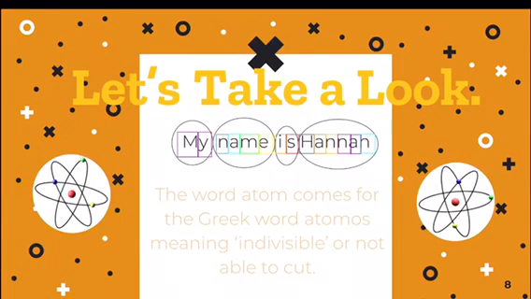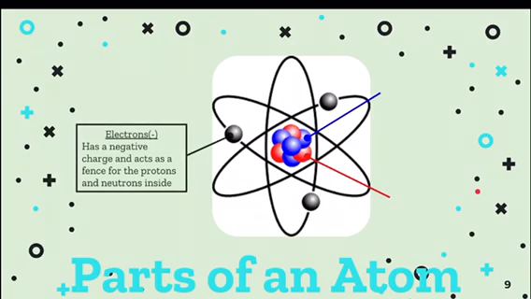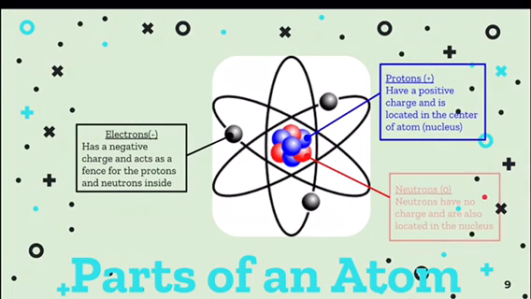The word atom comes from a Greek word atomos, meaning indivisible, or not able to cut, because you can't cut an atom in two. There are 3 parts of an atom: electrons, protons, and neutrons. Electrons have a negative charge and sort of act as an electrical fence to keep the protons and the neutrons contained. Protons have a positive charge and are located in the center of the atom called the nucleus. Neutrons have no charge and are also located in the nucleus.